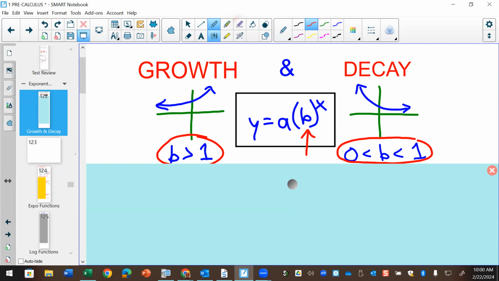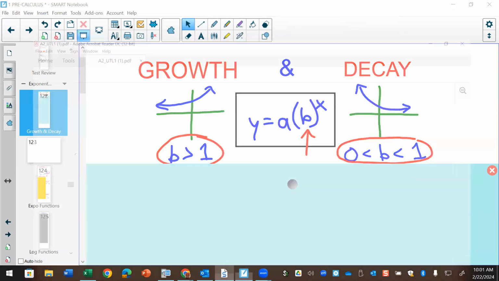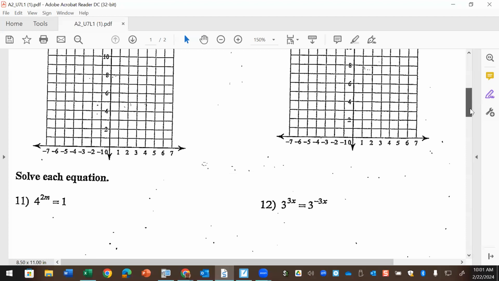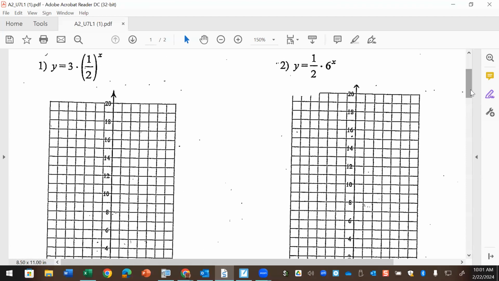In fact, now would be an excellent time for you to break out your homework page and look at problem number 2. All right, so there's number 2. Eyeball it. What do you think it is? Growth or decay?